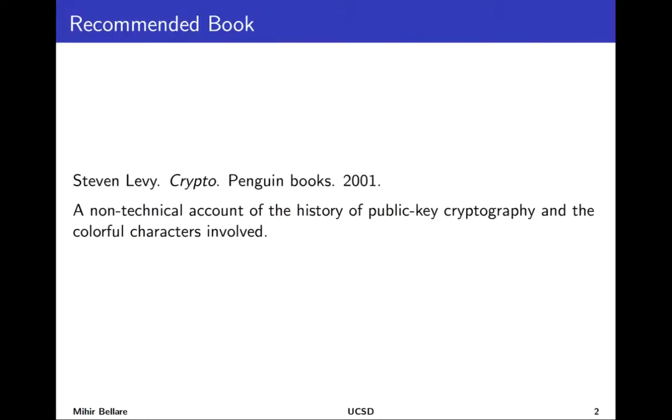This is a fascinating story, how public key encryption and asymmetric encryption in particular were developed. You can read this book, for example, if you have some free time on your hands. It's a non-technical historical account. It talks about all the different people involved who were quite colorful characters. They're all alive and well today. You can go to cryptography conferences and meet them.